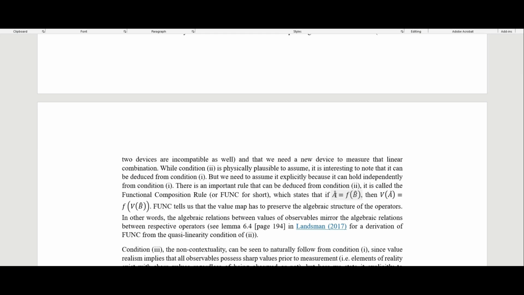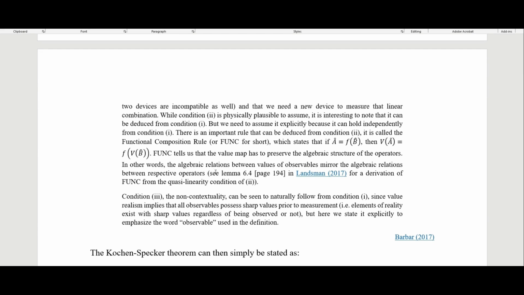So if we have that A is the mapping of some operator B, so we have this mapping of B that takes us to this operator A, then the eigenvalue of that operator A is the function of the eigenvalue of B. And so we can get this composition: we apply V to A, then it applies V to B inside of this mapping to our operator A. FUNC tells us that the value map has to preserve the algebraic structure of the operators. In other words, the algebraic relations between values of observables mirror the algebraic relations between respective operators.